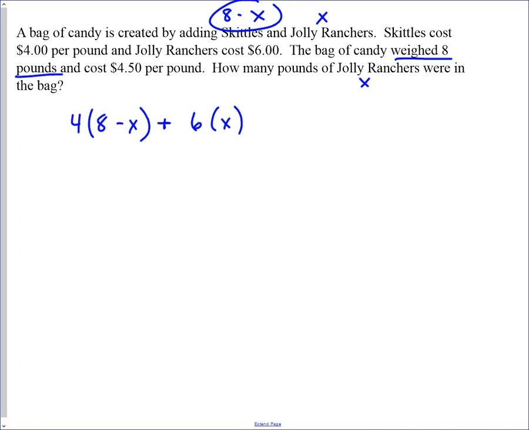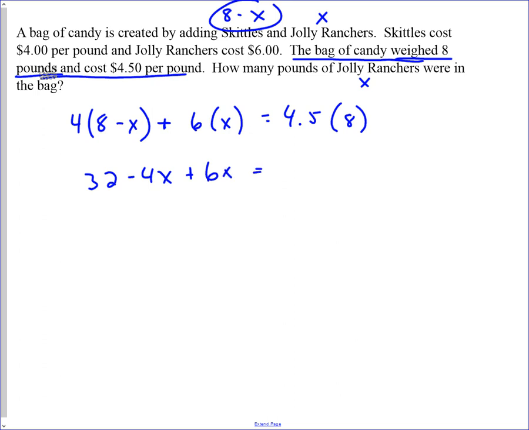And so now 4 times 8 minus X plus 6 times X is a way of pricing the entire bag of candy. But another way of pricing the entire bag of candy is using this sentence that tells us the entire 8 pounds has an average, a rate, of $4.50 per pound. So we're going to multiply $4.50 times 8 pounds. Do some simplifying. We get 32 minus 4x plus 6x equals, well, 4.5 times 8 is 36.